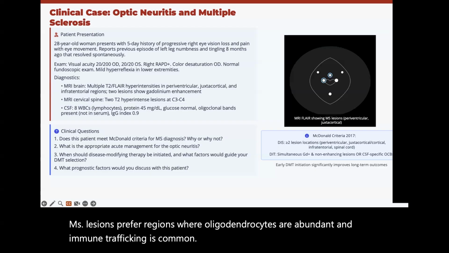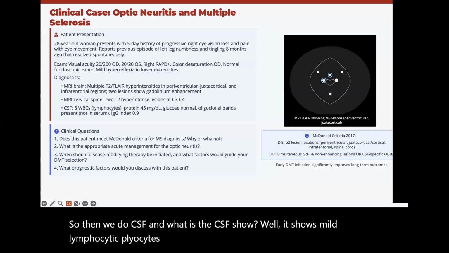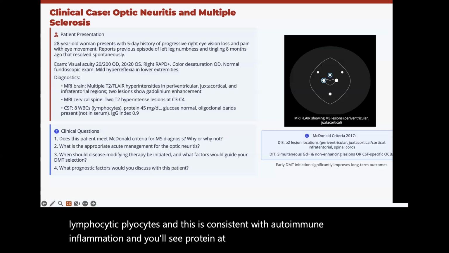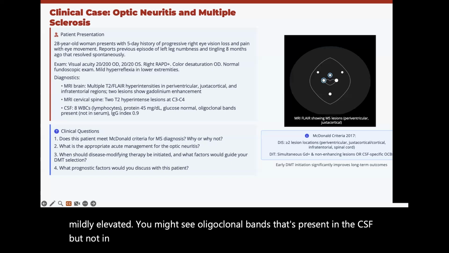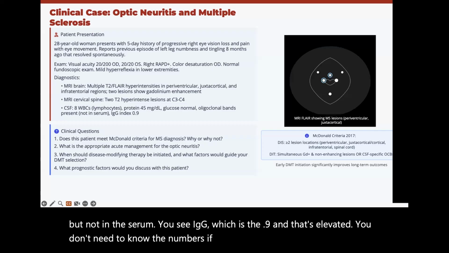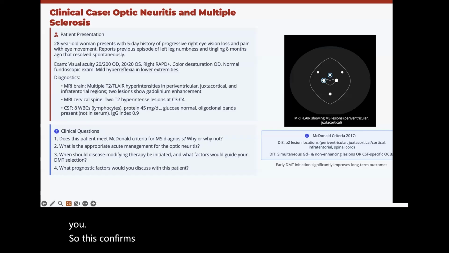So then we do CSF. And what does the CSF show? Well, it shows mild lymphocytic pleocytosis, and this is consistent with autoimmune inflammation. You'll see protein at 45 milligrams per deciliter. That's mildly elevated. You might see oligoclonal bands that are present in the CSF but not in the serum. You see an IgG index of 0.9, and that's elevated. You don't need to know the numbers. If there are numbers, the lab slip will tell you. So this confirms intrathecal IgG production, one of the strongest biomarkers of MS.